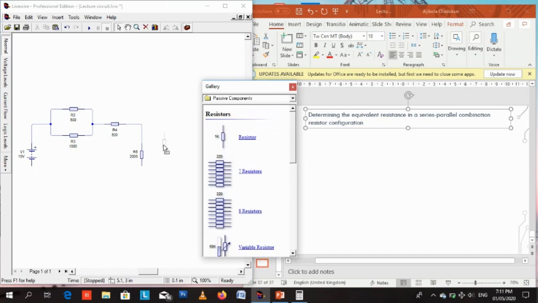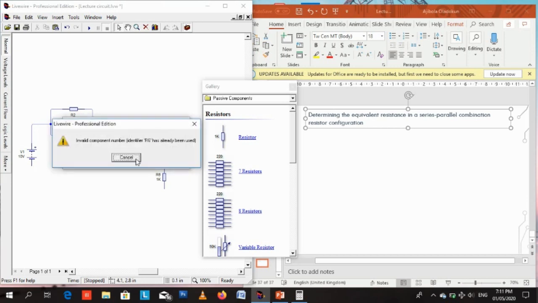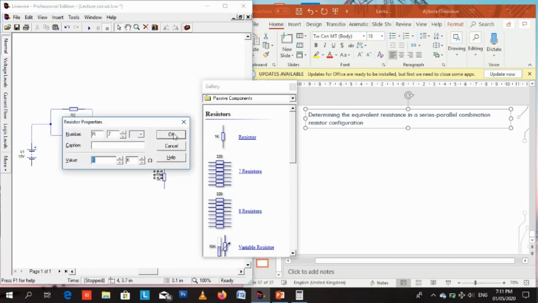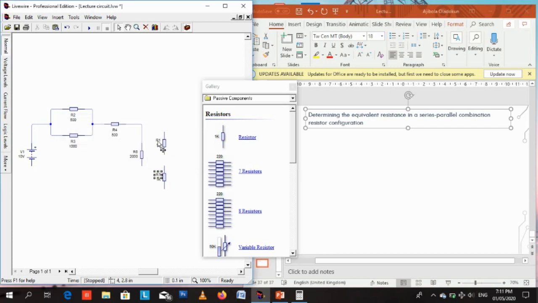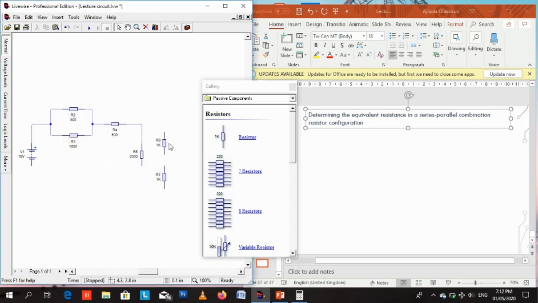Once I add this resistor, this will no longer be the case. This resistor, this is R1. Let me change it from R1 to R6. Yes, R6 will do. So R5 and R6. Oh, this R6 cancel. Let me change it to R7. So I change this to R6, double click. Now terminal 2 to terminal 1, like so.